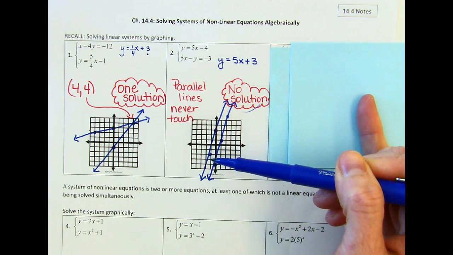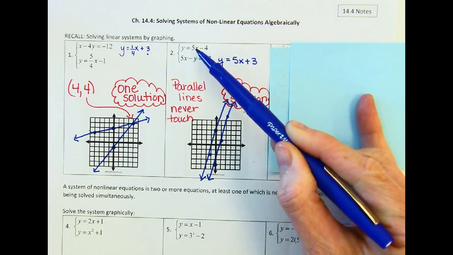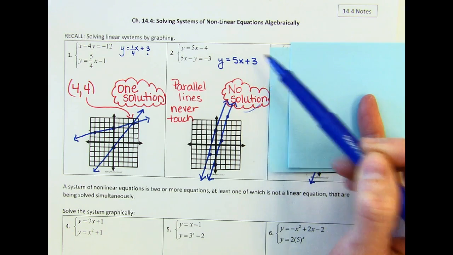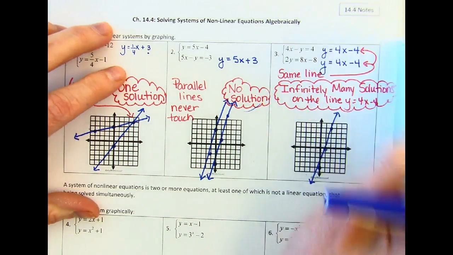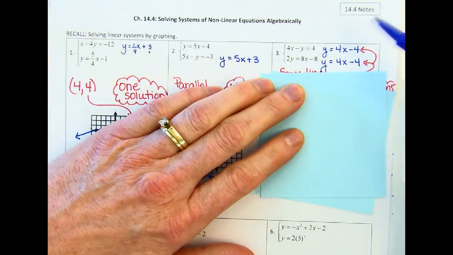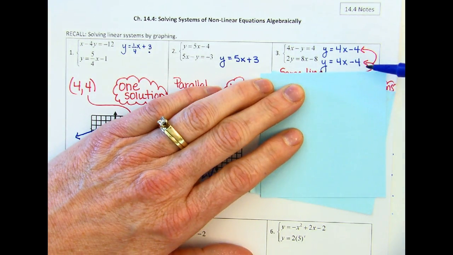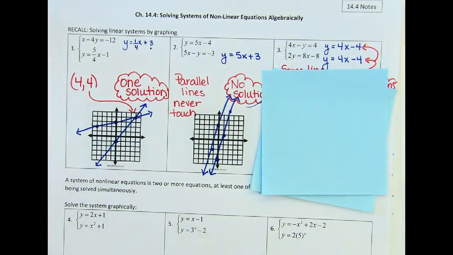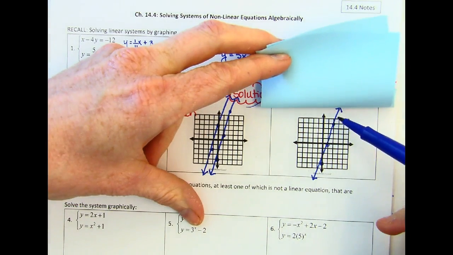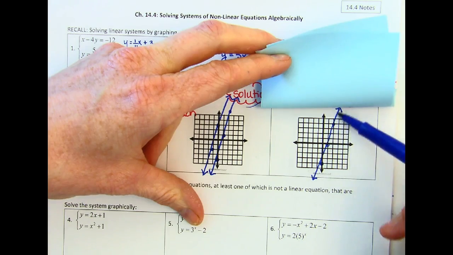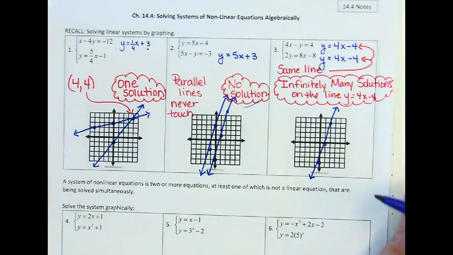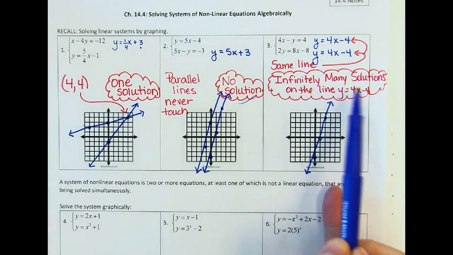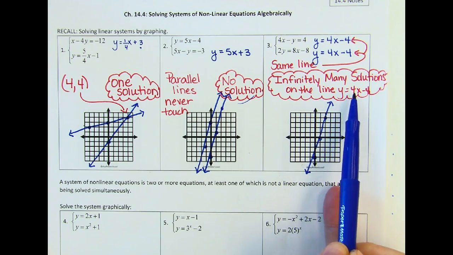Now, what was the key to knowing that before you graphed it? You had same slopes, but different intercepts. Now, for the third case, I hope that when you solved it for y, you noticed that it was the same line. They look different here, but when you solve them, it is the same line. So when you graph it, you have a single line. Now, they're on top of one another. So this situation, since it is the same line, is infinitely many solutions on this line.